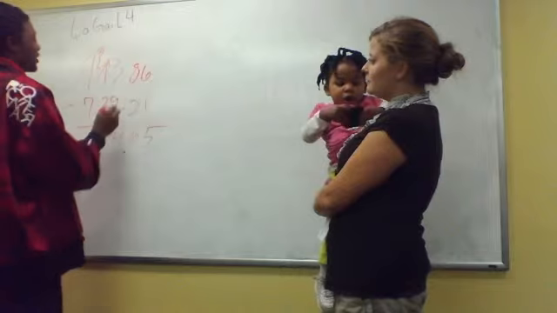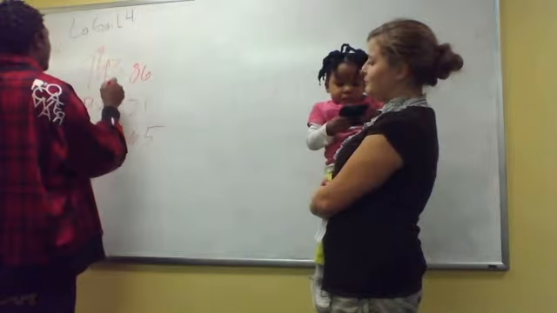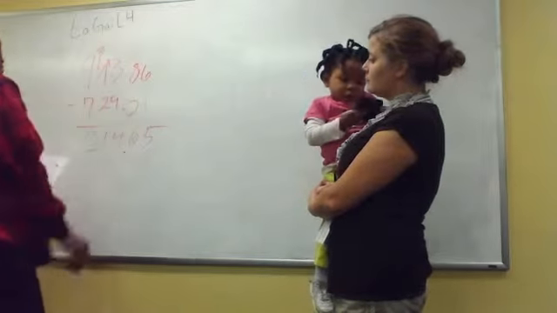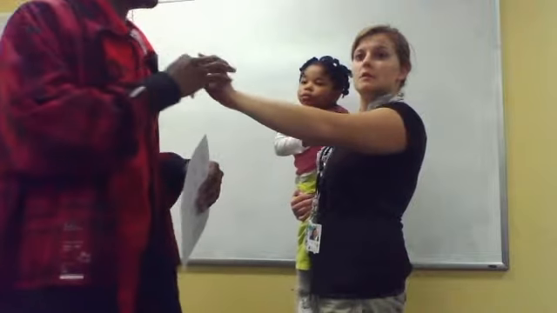Bring your dot down, or your decimal. Decimal. Mhm. And 3 minus 2 is 1. 7 minus 9 is 2. Done. Well done. What are we doing every day?